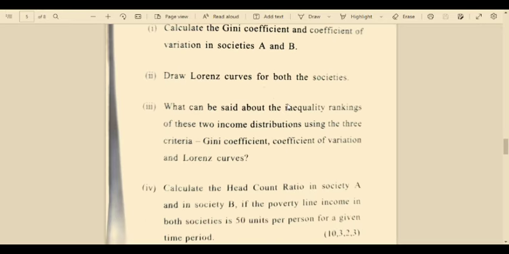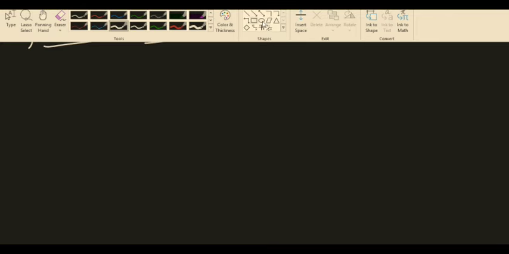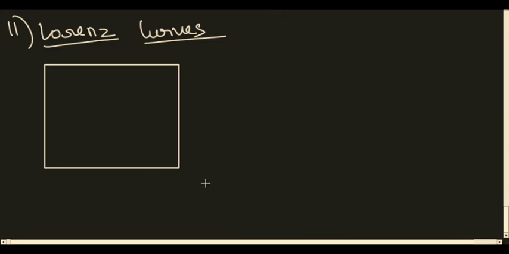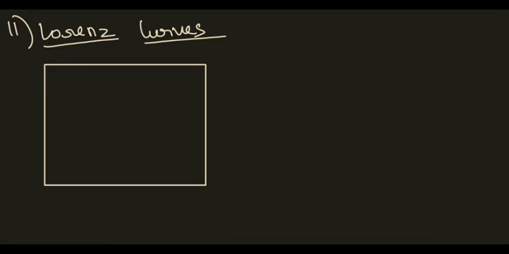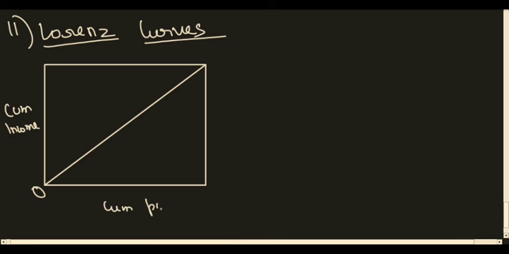So we have calculated the Gini coefficients and coefficients of variation for A and B. Then the second part: we have to draw Lorenz curves. First we take a square, then we draw the line of equality. Here will be cumulative income, and here will be cumulative population share.